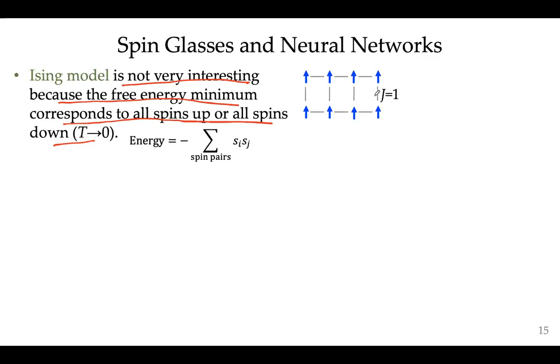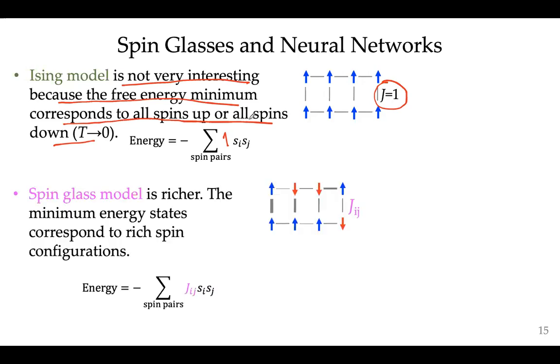The reason that happens is because all the interactions, all these bonds between the spins, are taken to be the same in this model. In this case, we took it to be 1. But it doesn't have to be. There are other models which model certain physical systems. They're called spin glass models. They're actually richer.